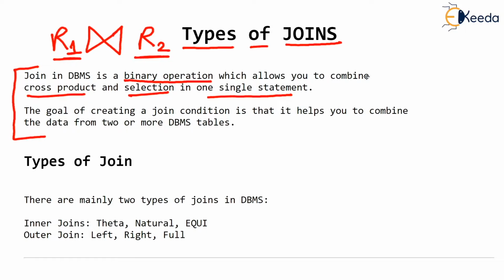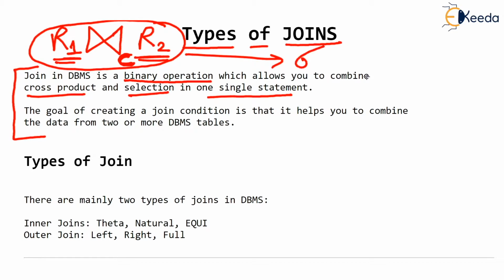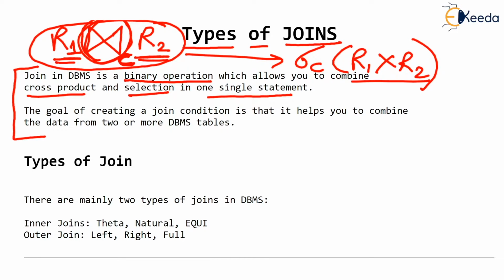I hope you have watched the earlier video. If you are joining R1 with R2, then there is surely a condition written with the join operation. Let's say that C is the condition, then this statement that I have written is exactly the same as select for some condition from R1 cross R2. So this join operator is a concise way of writing cross product followed by a condition.